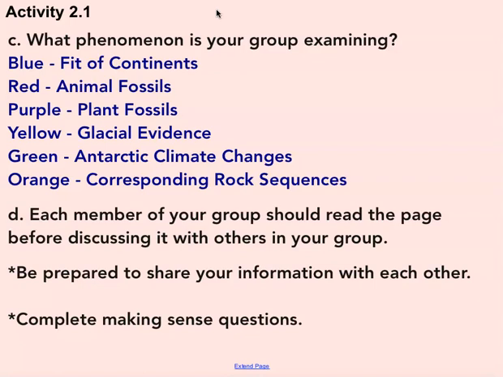So each member of your group should read the page before discussing with each other, and then you're going to be prepared to share your information with each other and complete the questions. So in other words, I want you all to be equal contributors. No one wants to be in a group where certain people do all the work.